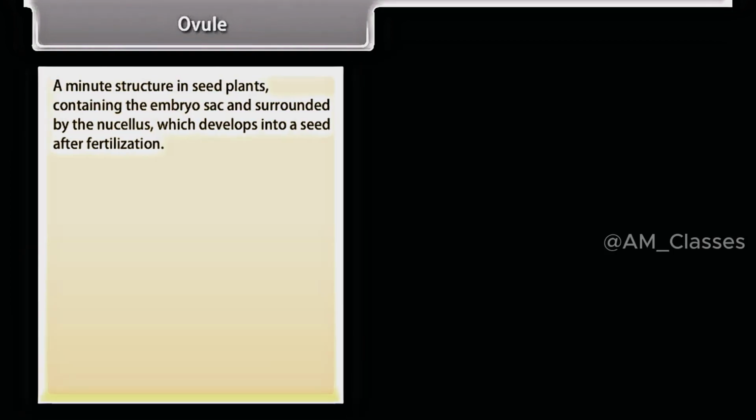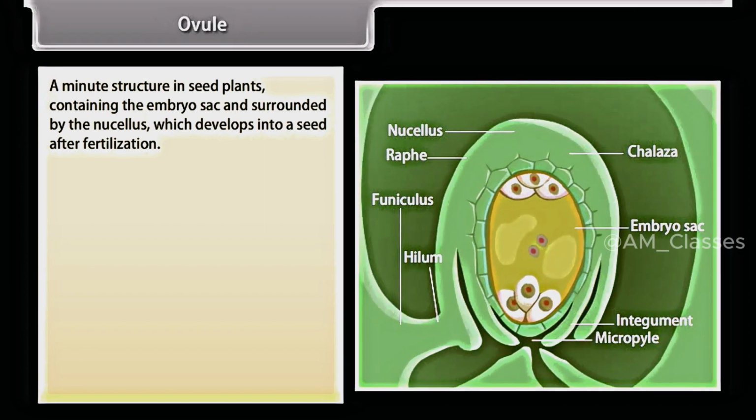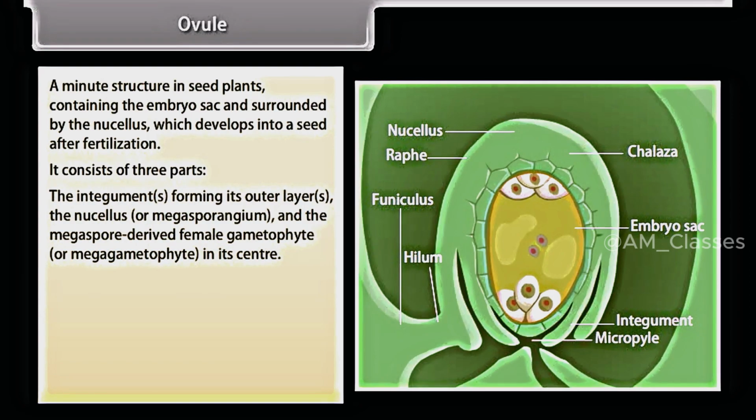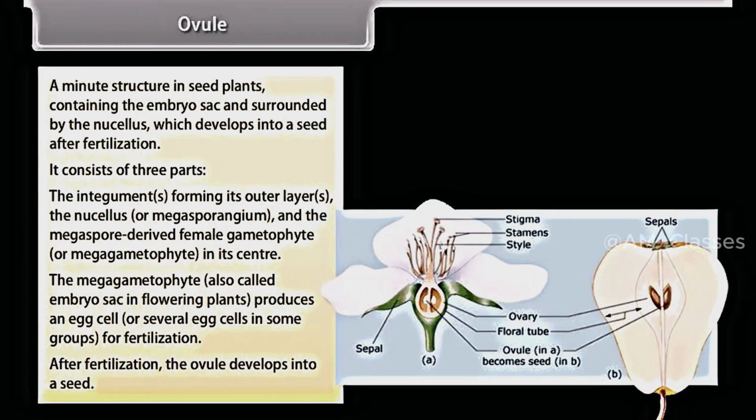Ovule. A minute structure in seed plants containing the embryo sac and surrounded by the nucleus which develops into a seed after fertilization. It consists of three parts: the integuments forming its outer layers, the nucellus or megasporangium, and megaspore-derived female gametophyte or megagametophyte in its center. The megagametophyte, also called embryo sac in flowering plants, produces an egg cell or several egg cells in some groups for fertilization. After fertilization, the ovule develops into a seed.